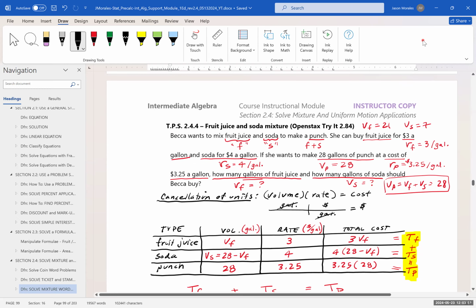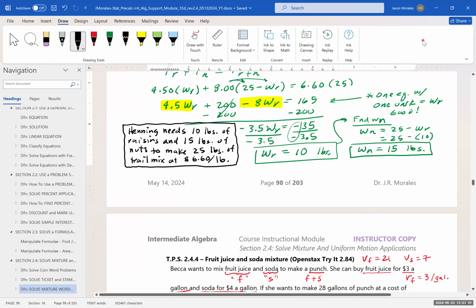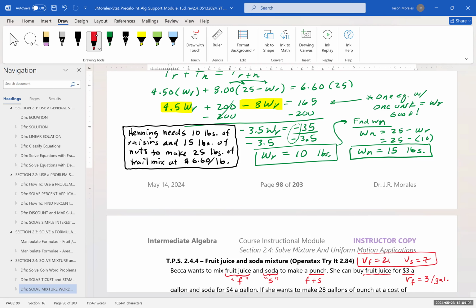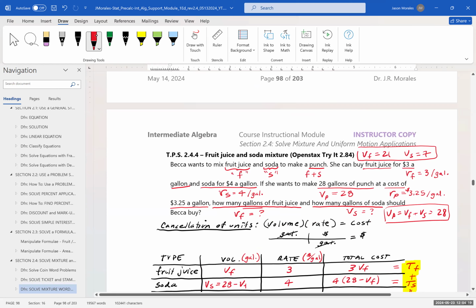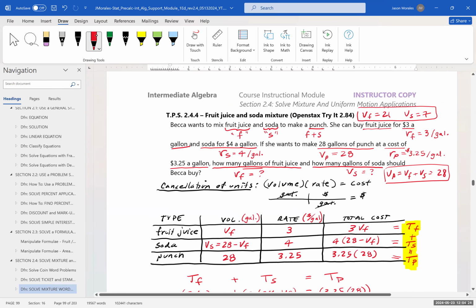First of all, I just kind of showed a little bit of it, but here's the think pair share. This is the answer that you should get related to this think pair share activity. So go ahead and pause the video here and see if you can solve this on your own. Okay, so let's take a look now at solving this think pair share with fruit juice and soda mixture.